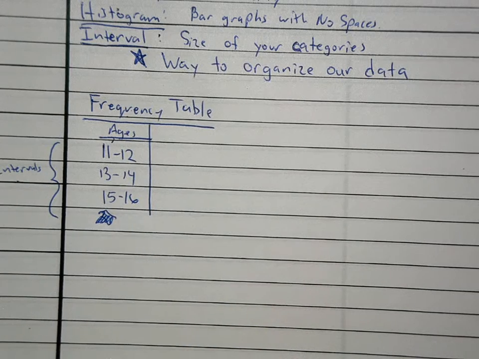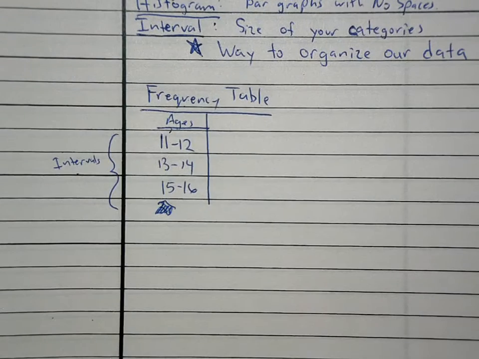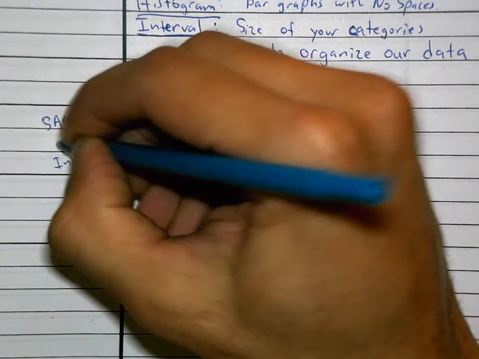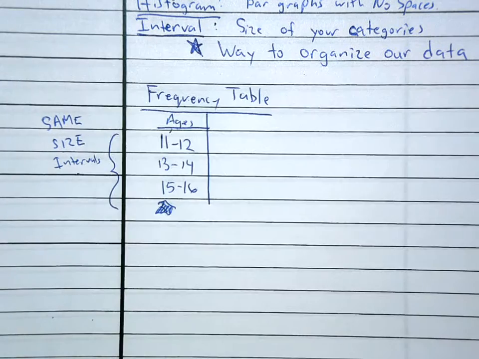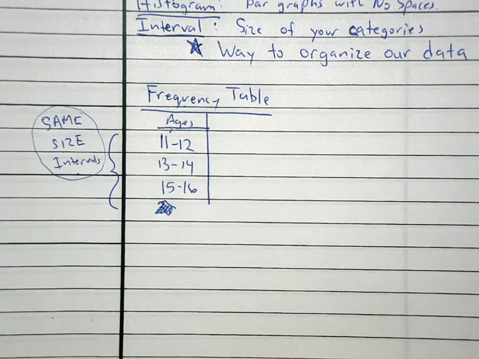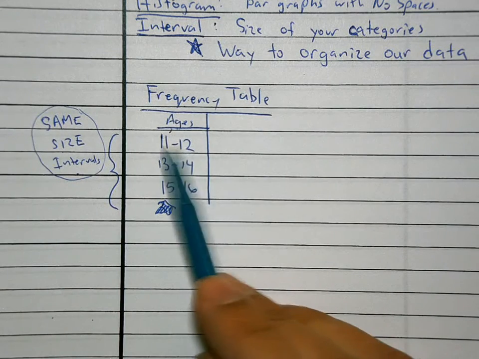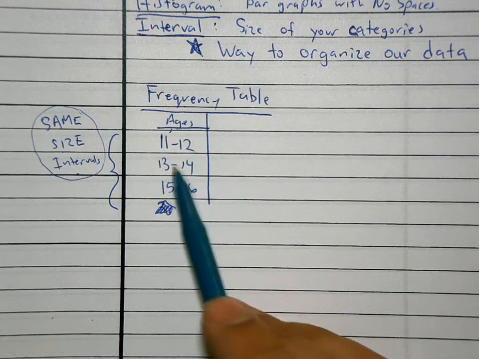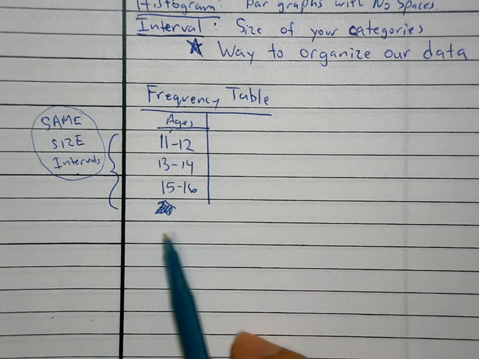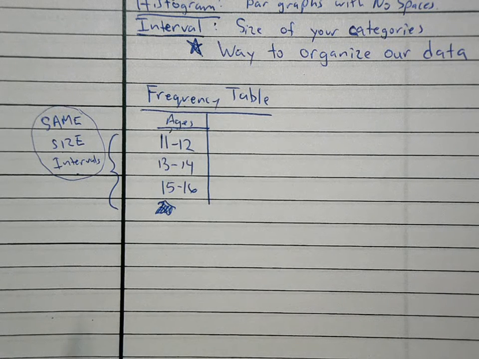I want you, when you're making frequency tables, to have the same size intervals. Notice I wrote that. Same size intervals. 2 age groups there, 2 age groups there, 2 age groups there, which is what I wanted to do. Which is why I kind of skipped Mr. Paramo's age, Miss Piccolo's age, because we're kind of way far away from you guys as far as ages go.